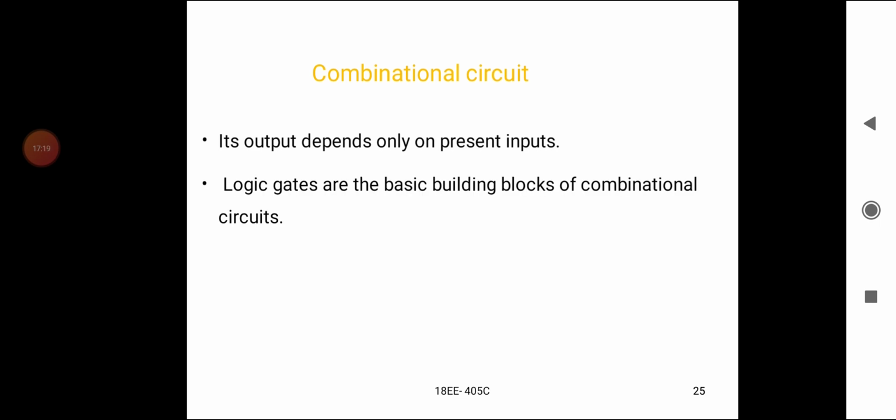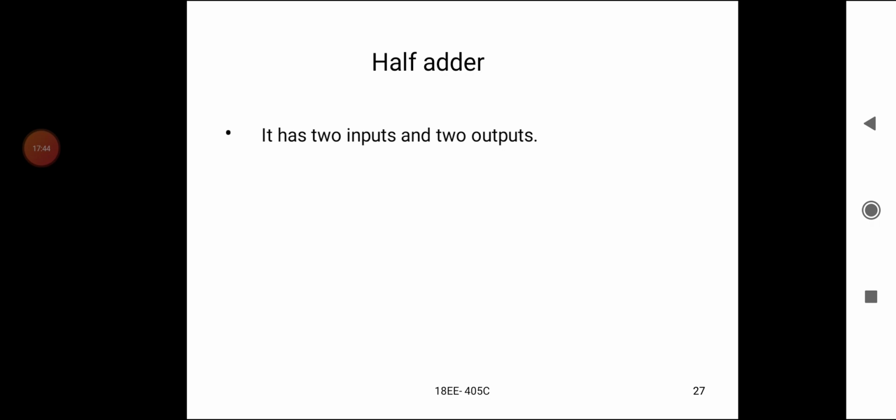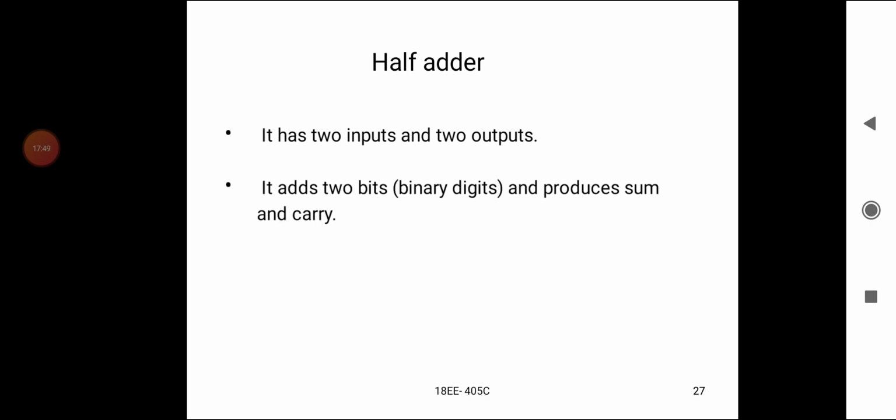Logic gates are the basic building blocks of combinational circuits. Examples: half adder, full adder, multiplexer, decoder are the combinational logic circuits. The output of the combinational logic circuits depends on the present state of the inputs. Half adder has 2 inputs and 2 outputs. It adds 2 single-bit binary digits and produces sum and carry.